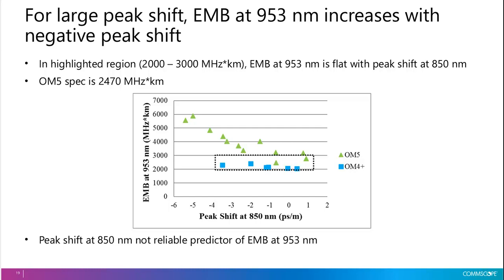So I highlighted part of this chart from 2,000 to 3,000 megahertz kilometers. And if you focus on this chart, EMB is flat with peak shift. So it doesn't matter what the tilt is, we're getting about the same value for EMB in this region. This is an important region because the OM5 spec is 2470 megahertz kilometers. It's right in the middle of this box from top to bottom. So this box is the OM4 fibers that just barely missed the OM5 spec and the OM5 fibers that just barely passed that spec. And we really can't tell with precision what the EMB is going to be based on the tilt at 850. So this peak shift is an unreliable indicator.